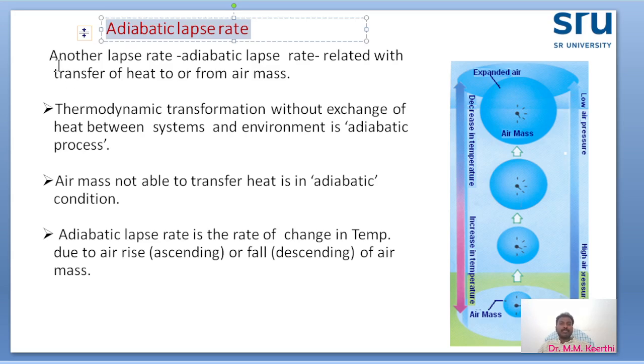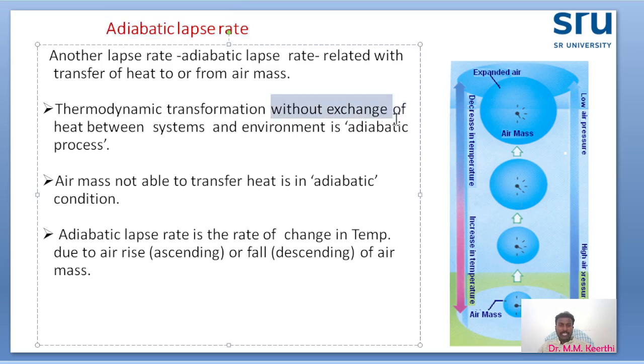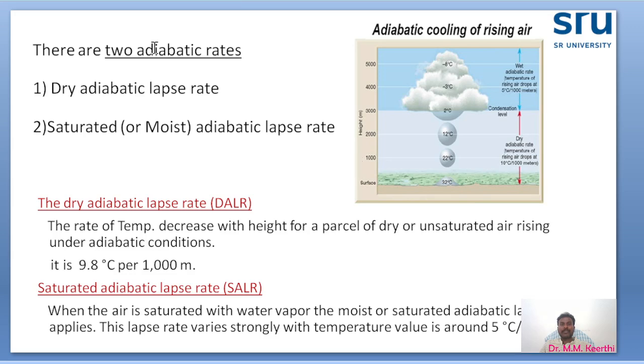What is meant by adiabatic? It is a thermodynamic transformation without exchanging, listen carefully, without exchanging heat between the system and the environment. That is called an adiabatic process. If the air mass is not able to transfer heat, it is in an adiabatic condition. The adiabatic lapse rate is the rate of change of temperature when air rises in ascent and when air falls in descent. Again, we divide the adiabatic lapse rate into the dry adiabatic lapse rate and the saturated or moist adiabatic lapse rate.